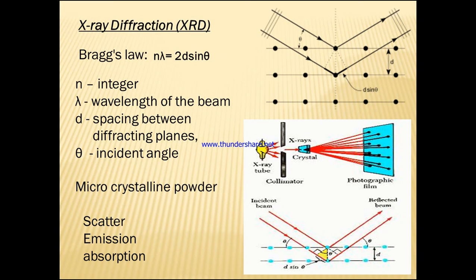The main principle behind X-ray diffraction is this: when we take an example of an atom, the electrons are in layers or shells, such as the K, L, M and N shells. Here, when we take the nucleus, the nucleus is positively charged.